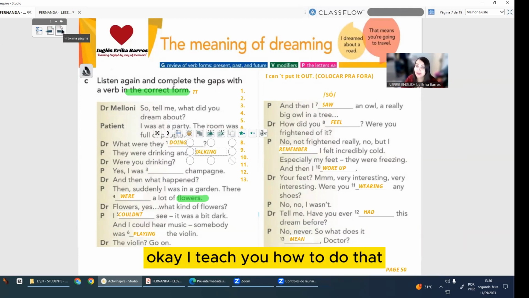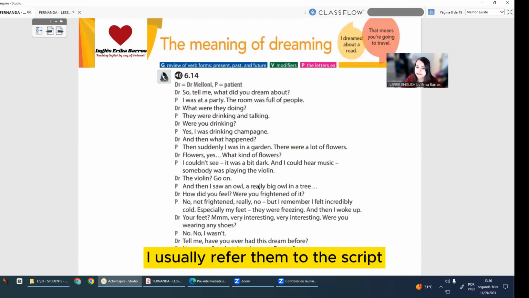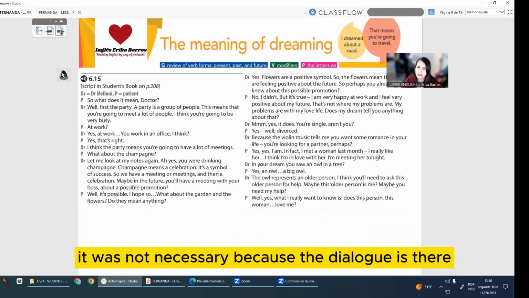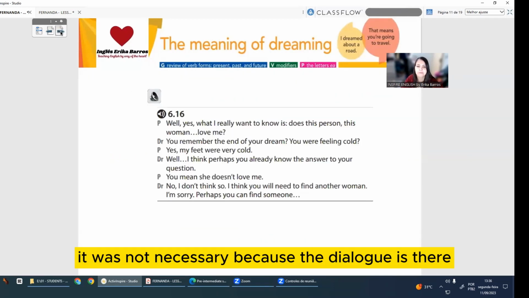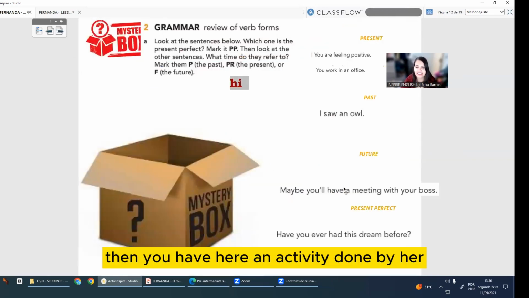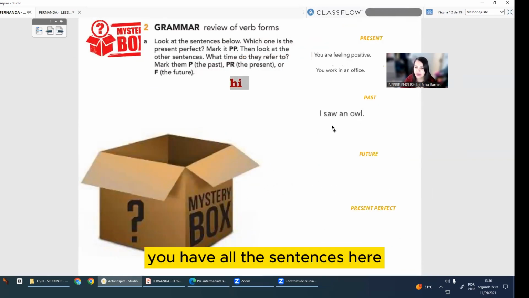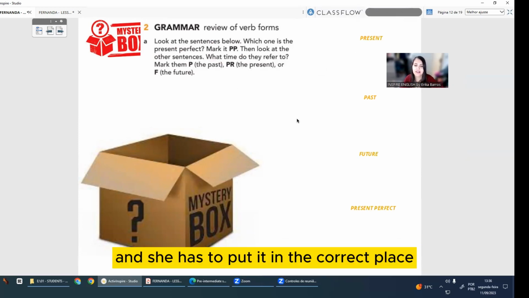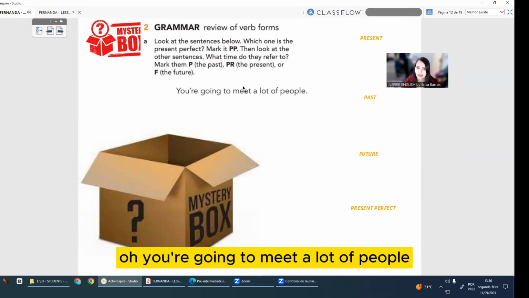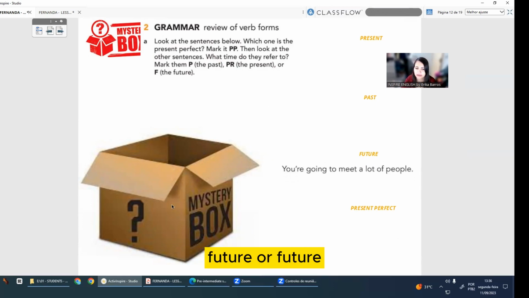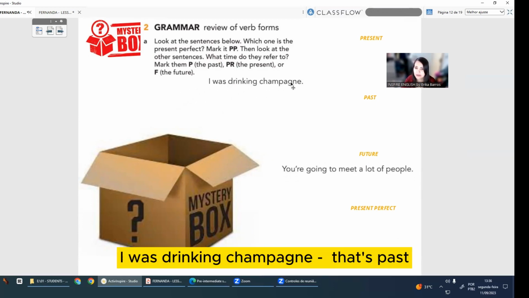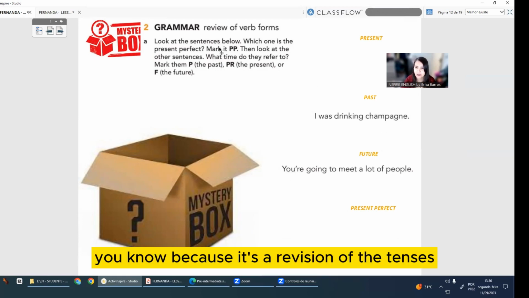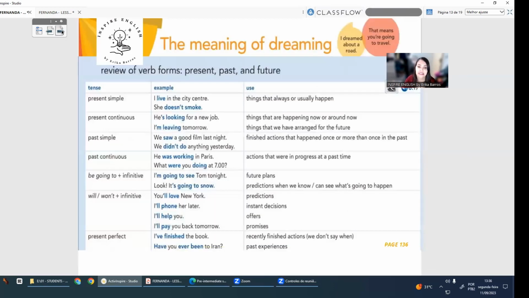Okay, I teach you how to do that, customizing your favorite material. I usually refer them to the script. In this case, it's not necessary because the dialogue is there. And then you have here an activity done by her. You have all the sentences here, sentences from the listening, and she has to put them in the correct place. You're going to meet a lot of people. It's about present, past, future. Future. And she drags another one. I was drinking champagne. That's past, because it's a revision of the tenses.